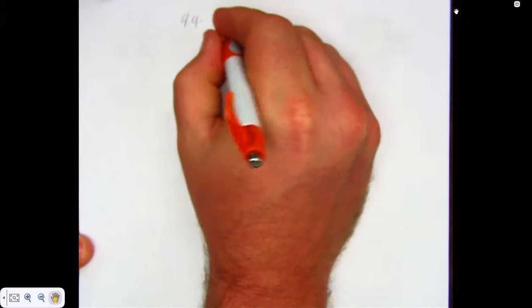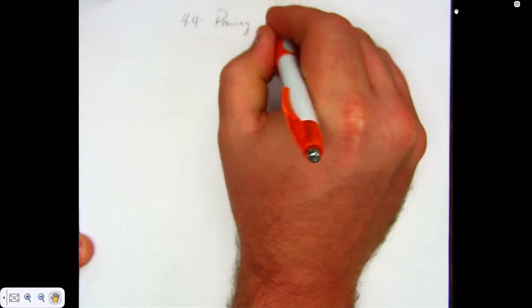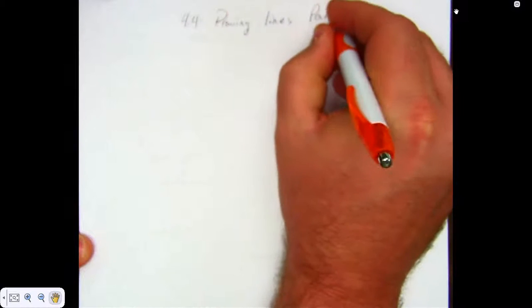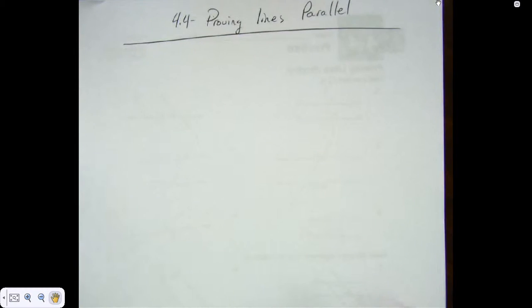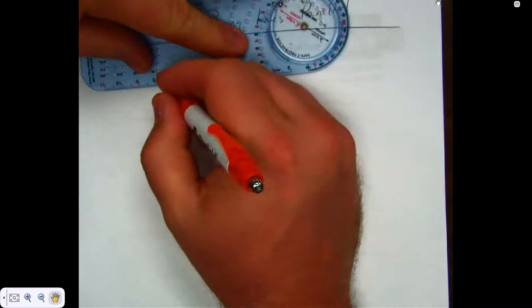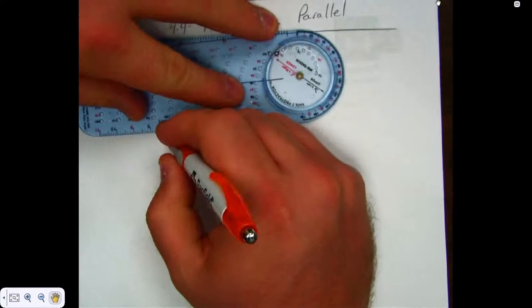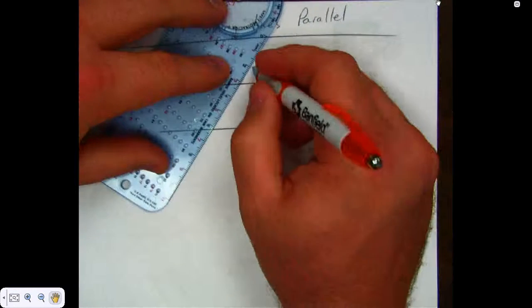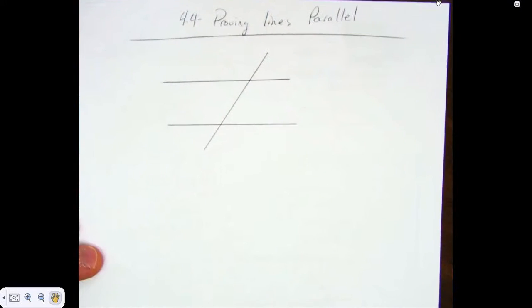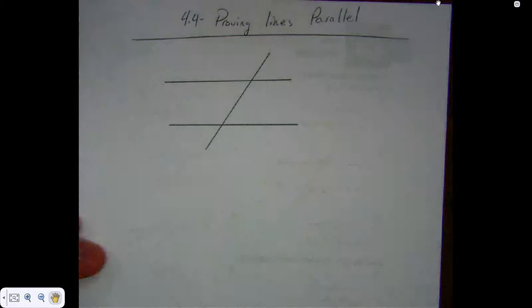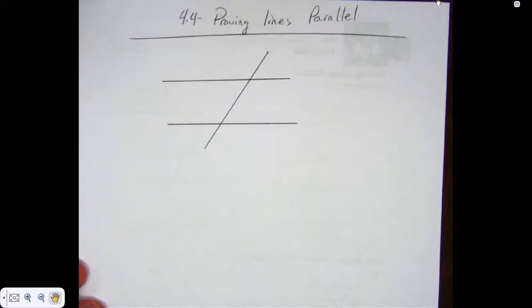4.4. Proving lines parallel. This is just the converse of the previous sections you've done, meaning it's just everything in the opposite order. Instead of saying that two lines are parallel, we're going to have two lines. We're not going to say that they're parallel. Then we're going to have a transversal. And then we're going to have different tests to figure out whether they are parallel.